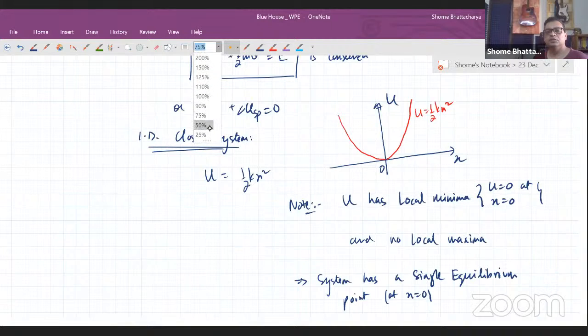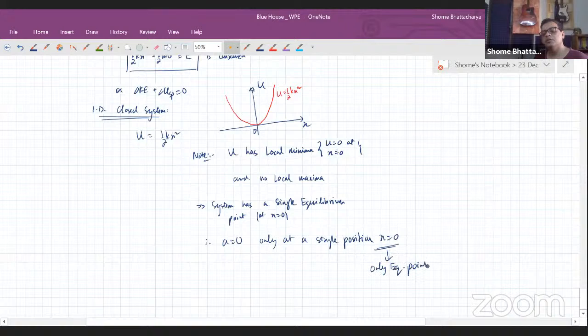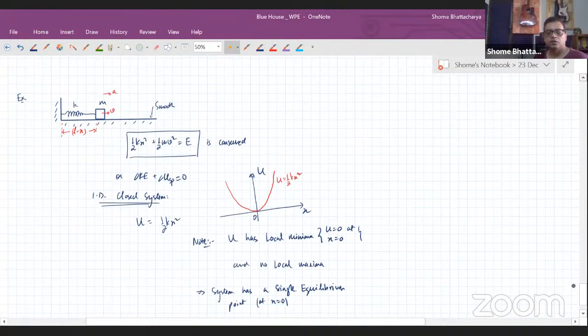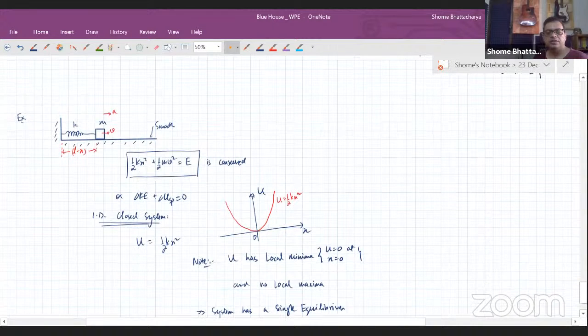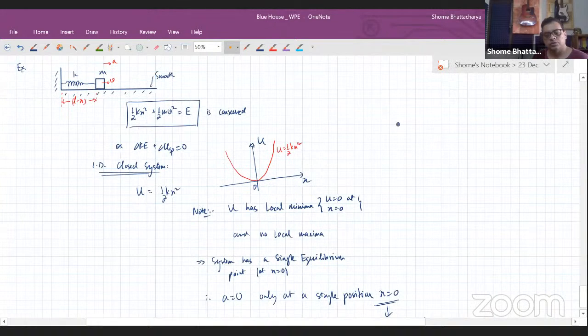So that means the acceleration of the block is 0 only at a single position, which is x equal to 0. So this is the sole equilibrium position, the only equilibrium point for this system. Okay, so make a note of this standard example. A spring mass system like this has a single equilibrium point.